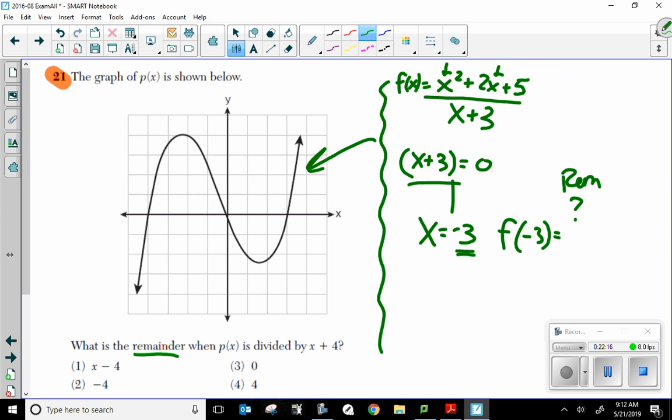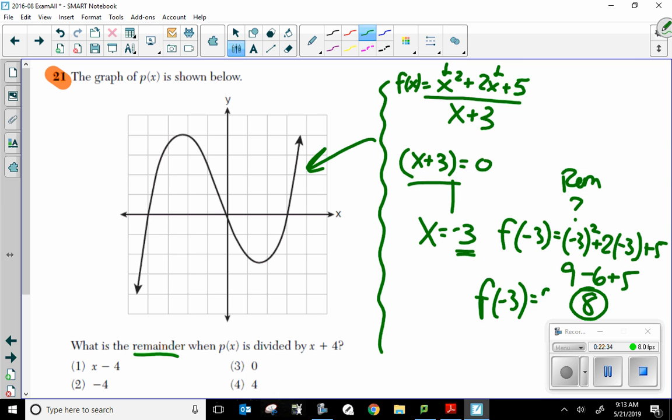Okay, so let's do that. I take -3 and I square it. I add 2 times -3 plus 5. That's 9 minus 6 plus 5. That is 8. The remainder is 8. So f of -3 would equal 8. Keep in mind, this is a coordinate. When x is -3, my y would be 8. That same idea, when you plug in your x, your y is your remainder, correct?